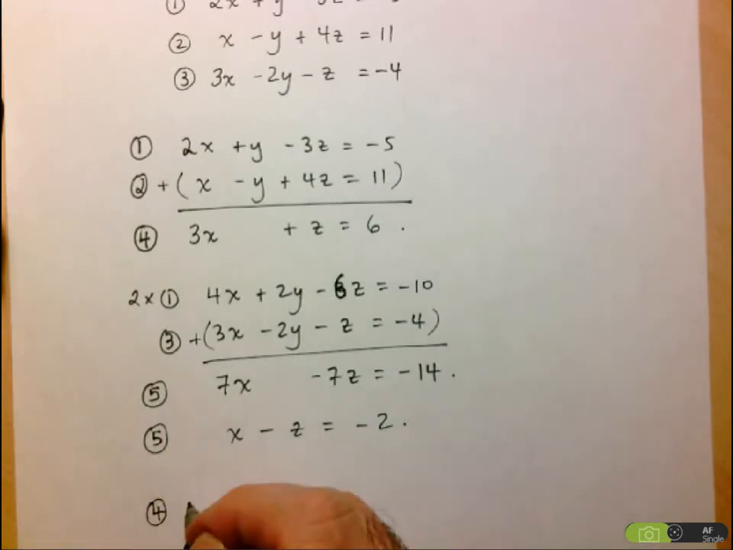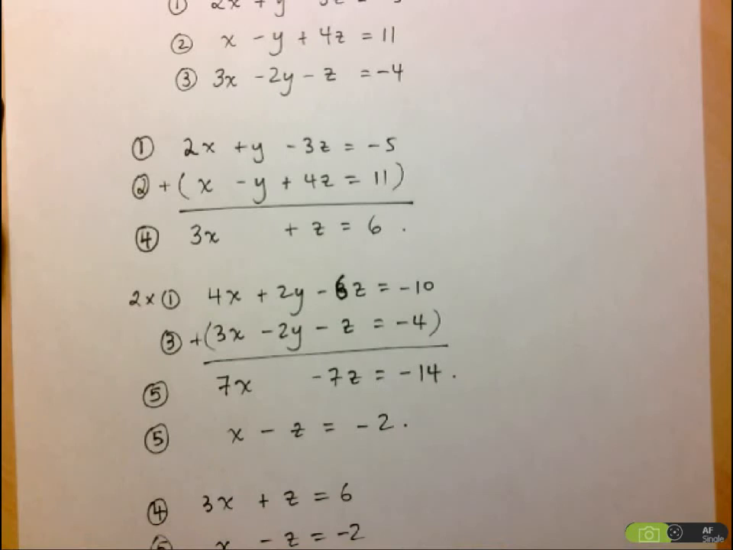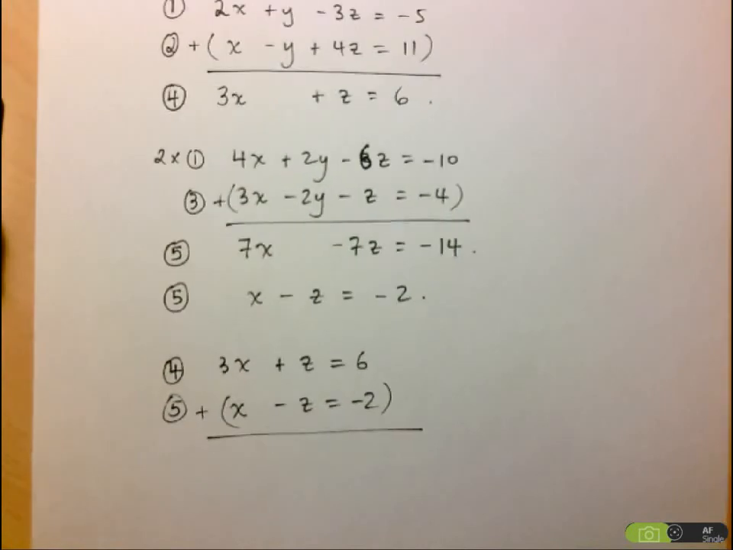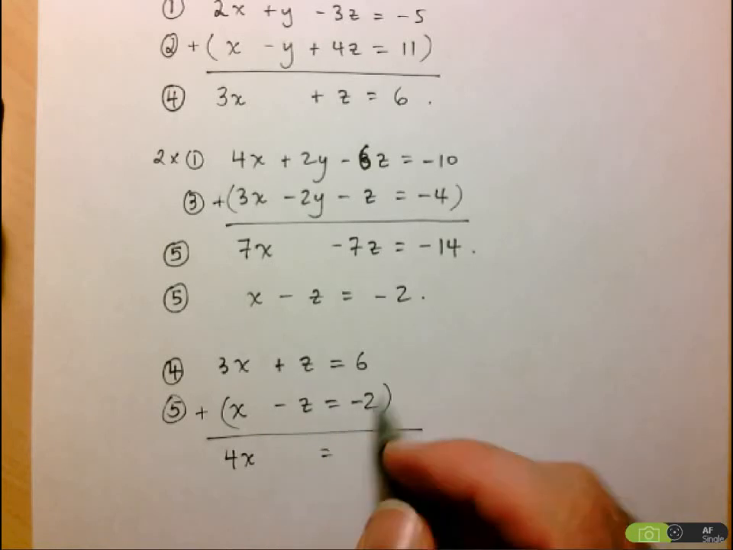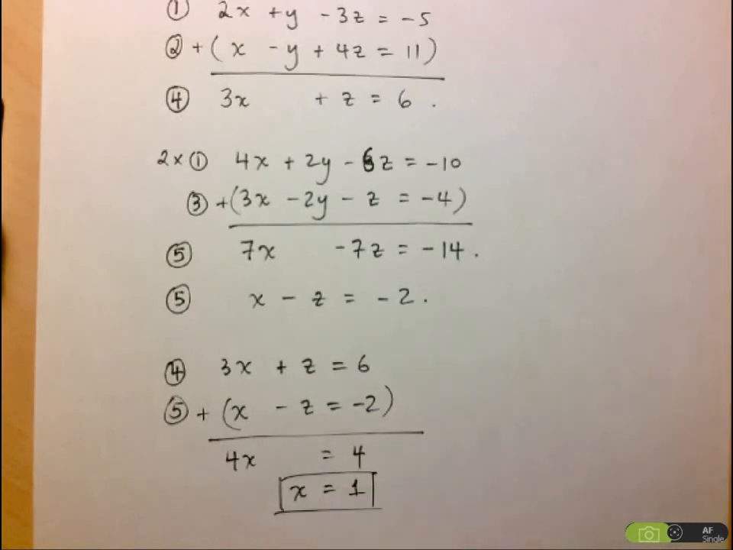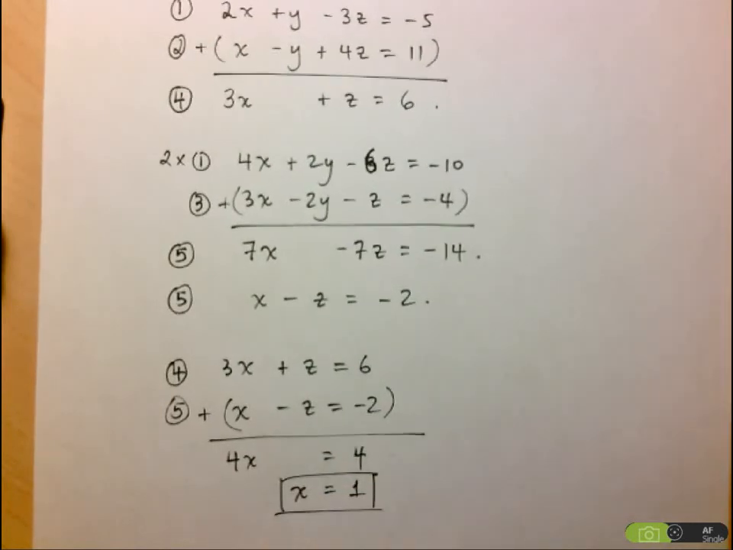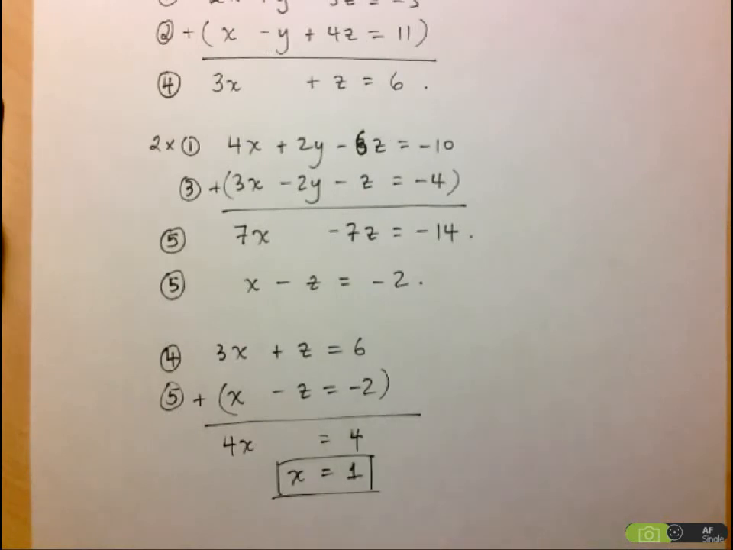So I'll take equation 4, 3x plus z equals 6, and now I'll take the transformed equation 5, x minus z equals -2, and I can add them to now eliminate the z variable. So here 3x plus x is 4x. This goes to 0, and here I'm left with 6 minus 2 is 4, and I just determined that x is equal to 1. And now we're going to do what we did previously when we had two equations and two unknowns. Once I know one variable, I can go back and start determining the other ones.